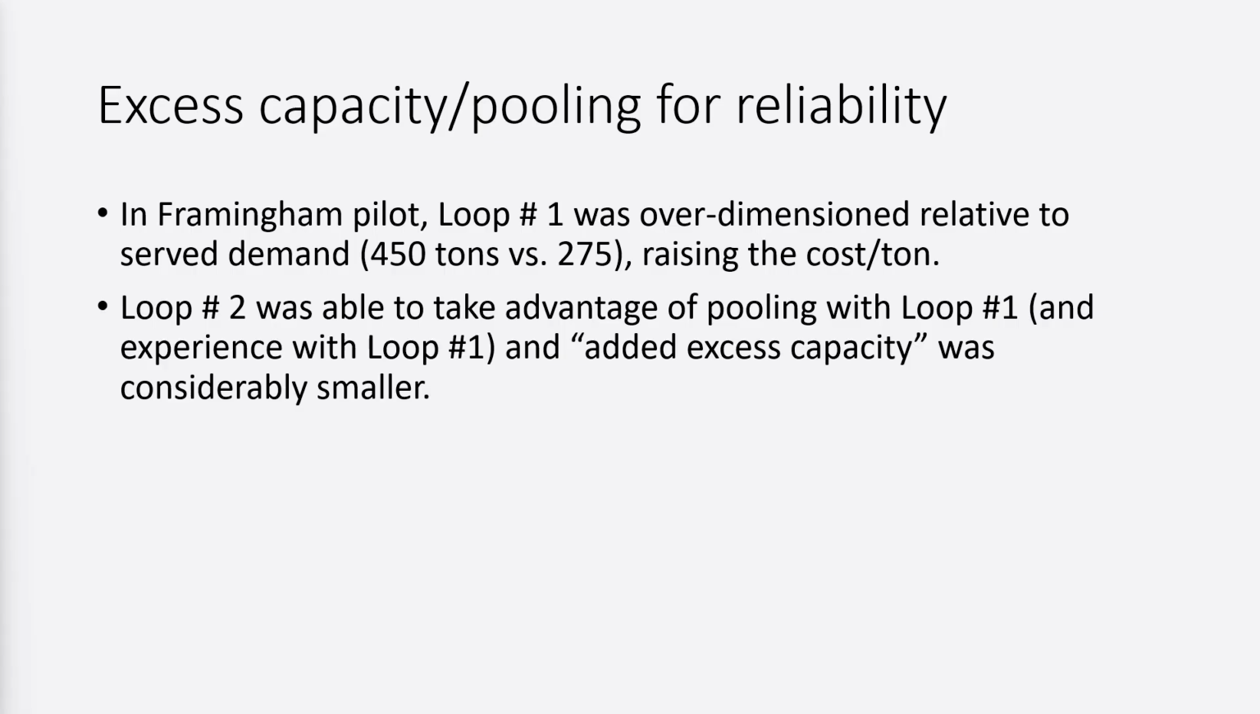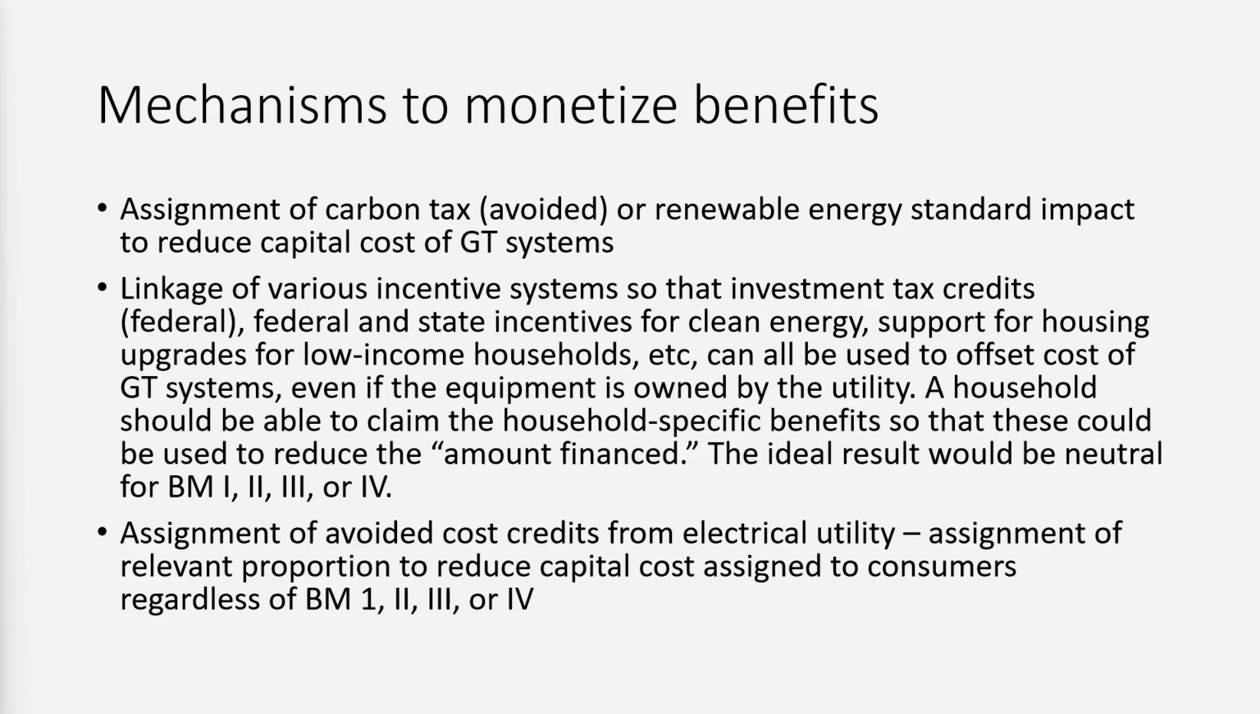Excess capacity, well, let's allocate only the capacity used, right? And the excess capacity is banked. Mechanisms to monetize benefit, so assignment of carbon tax or renewable energy, linkage of various incentive systems, assignment of avoided cost credits. I mean, complicated, really complicated and hard to do, but we've got to get our act together and make this all in one place.